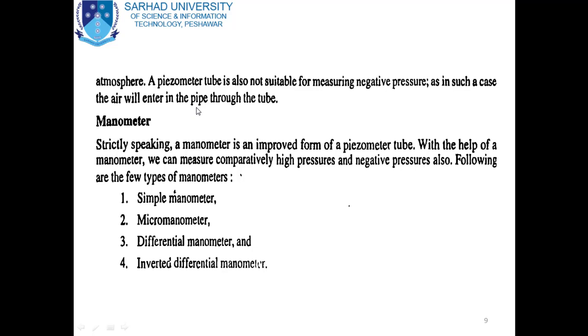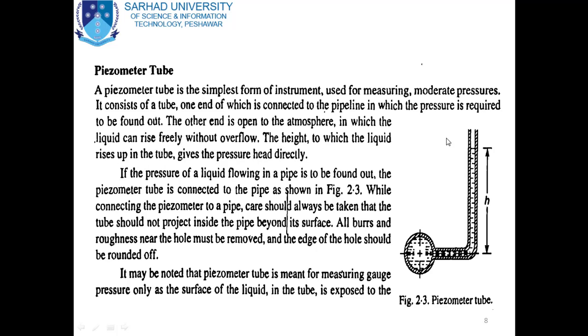A piezometer tube is also not suitable for measuring negative pressure, as in such a case the air will enter the pipe through the tube. So in case of negative pressure, the air will be sucked through this tube and will enter into the pipe. So it is not suitable for negative pressures.